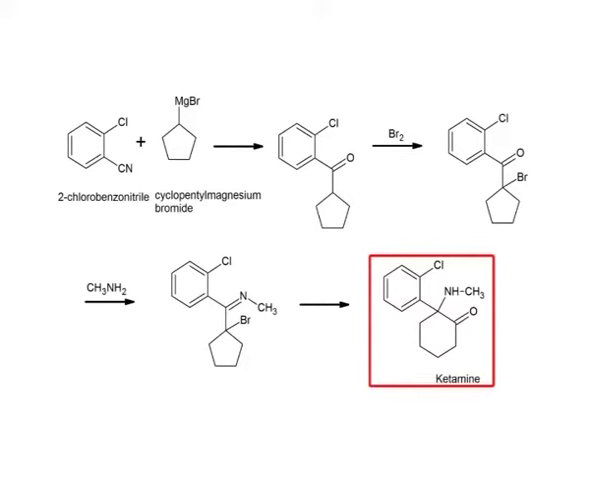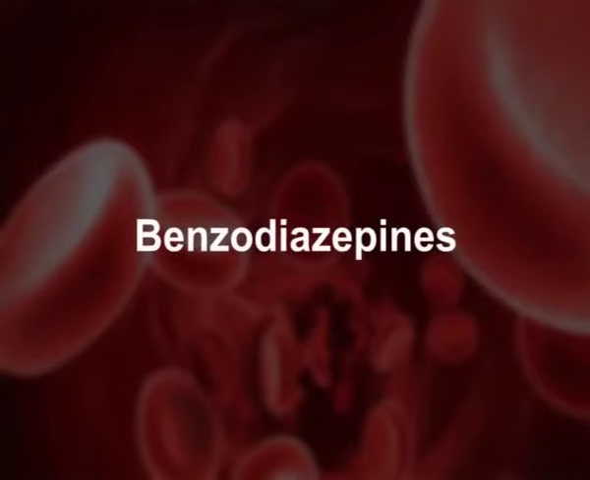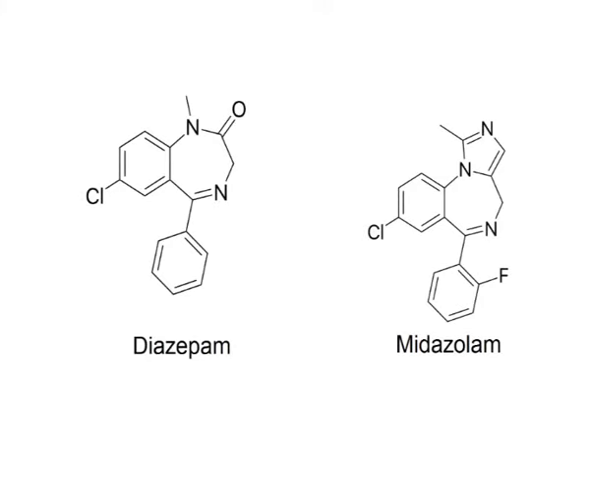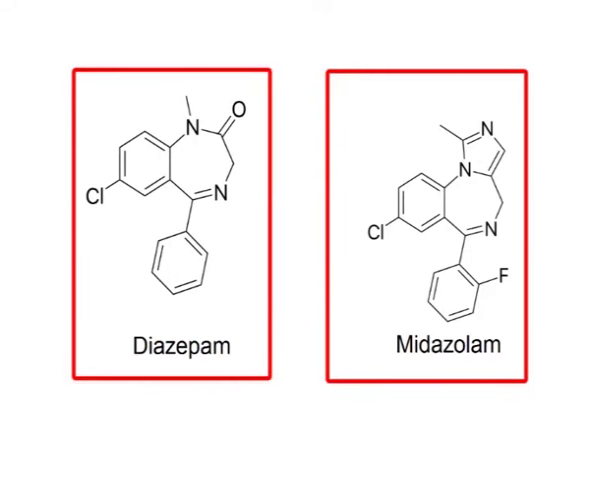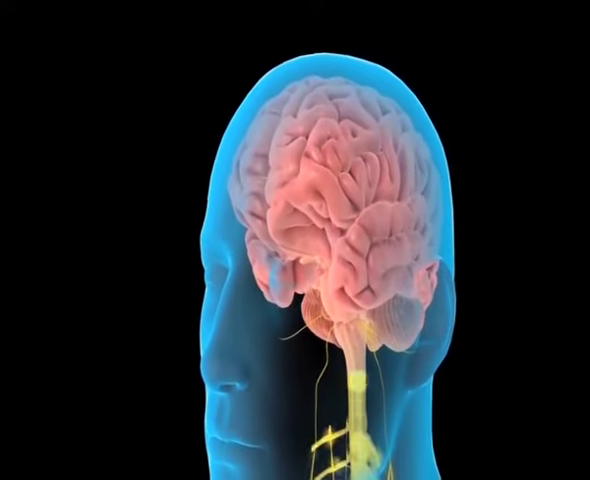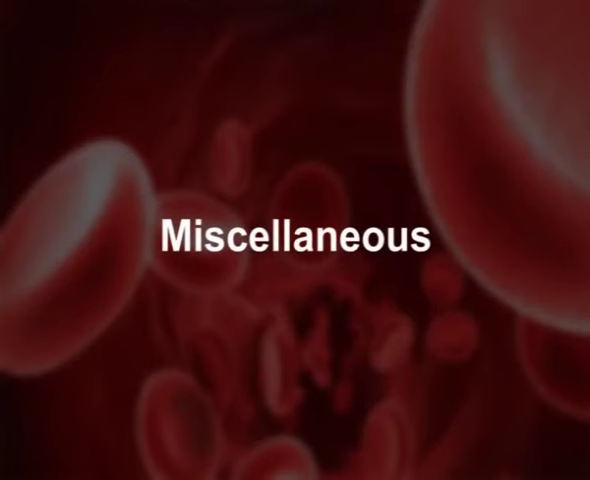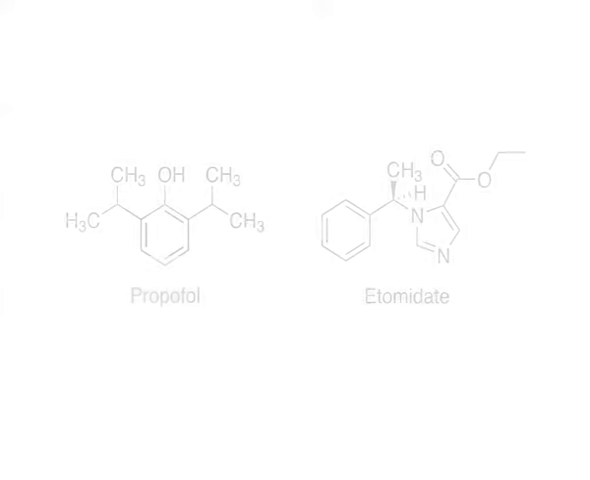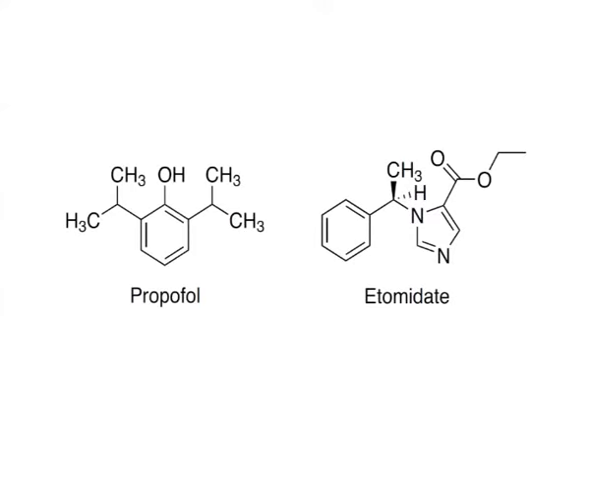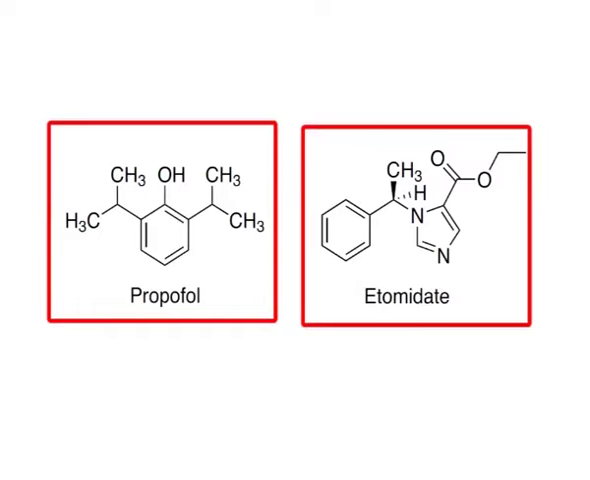The third subclass of intravenous general anesthetic agents is benzodiazepines. The drugs belonging to this category, which can be used as general anesthetic agents, are midazolam and diazepam. Benzodiazepines have been used adjunctively. The last subclass of intravenous general anesthetic agents is miscellaneous. Drugs belonging to this category include etomidate and propofol.